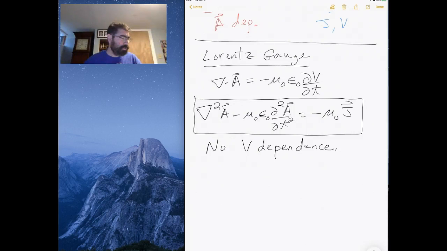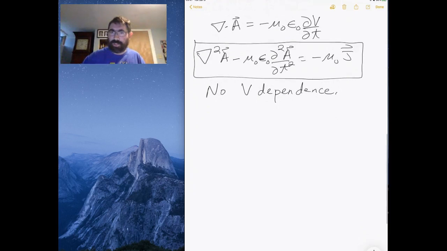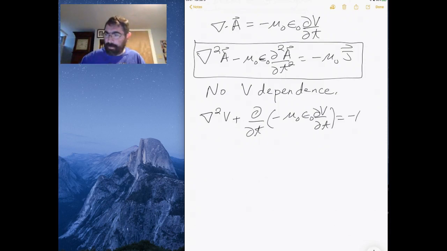So when that's the case, then if we go back and take a look at Gauss's law, or Maxwell's first equation, what we had was the Laplacian of V. Now we can substitute out the divergence of A with respect to V, and we get minus mu 0 epsilon naught, the second time derivative of V, and that's equal to minus the charge density over epsilon naught. Now we have a second order differential equation that only depends on V.